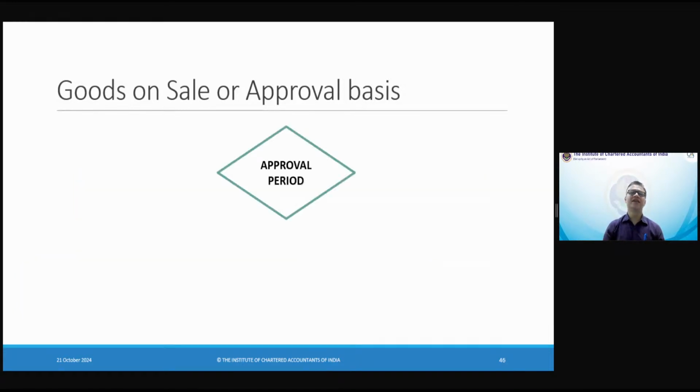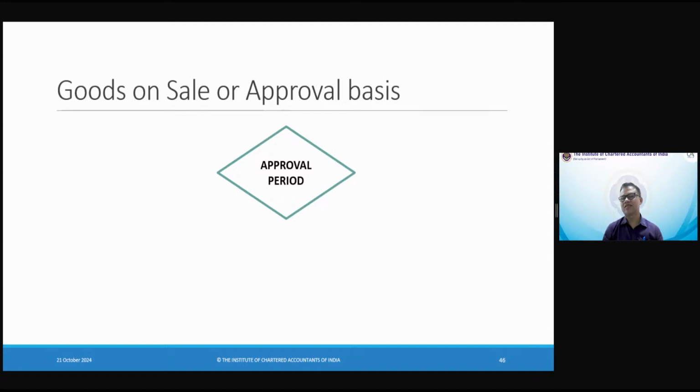Very important in this type of transaction is the time period. It is not that I have given the goods to the customer and the customer is taking time, saying let me see, and not telling you anything. By that time the customer must have used the goods and benefited from them, and I am not able to know whether it is a sale or approval basis. So after discussing with the customer, there is a window period, an approval period: how much time the customer needs to decide on the product.